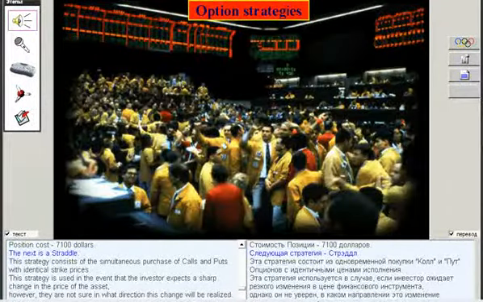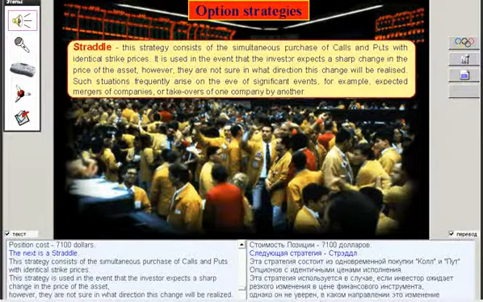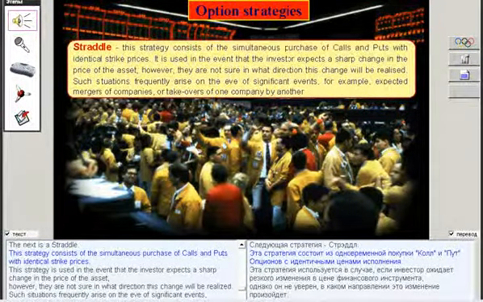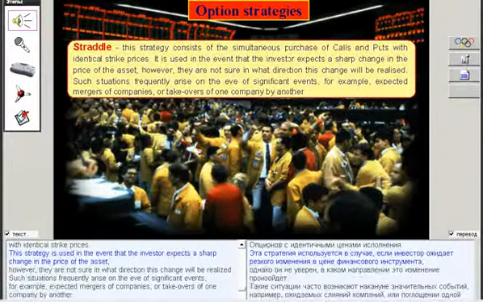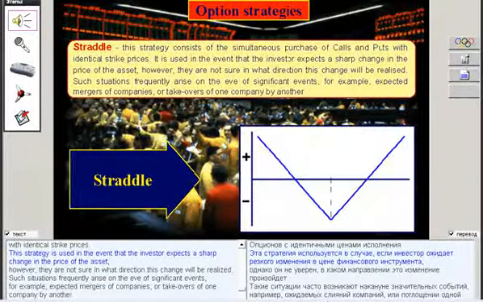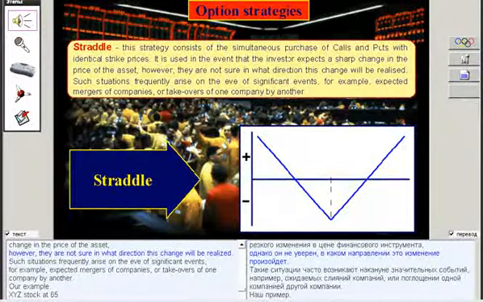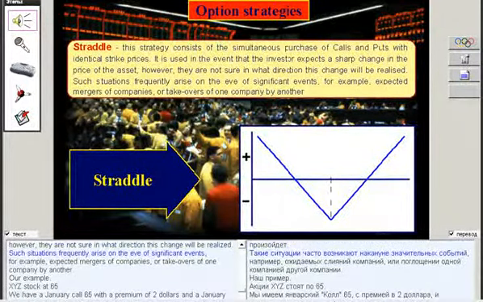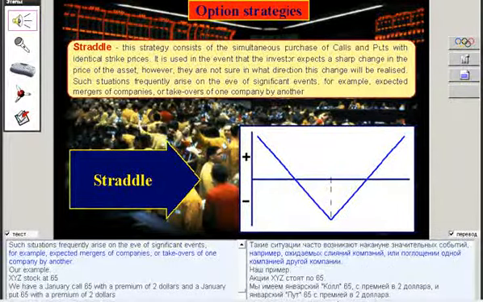The next is a straddle. This strategy consists of the simultaneous purchase of calls and puts with identical strike prices. This strategy is used in the event that the investor expects a sharp change in the price of the asset. However, they are not sure in what direction this change will be realized. Such situations frequently arise on the eve of significant events, for example, expected mergers of companies or takeovers of one company by another.